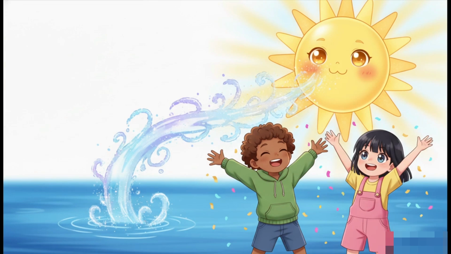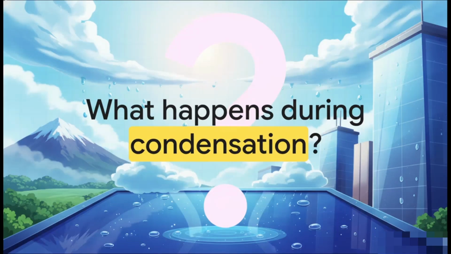If you said B, you got it. Correct answer. Sahi jawab. It is definitely B, heat from the sun. The sun's heat is the absolute powerhouse that kicks off the whole cycle by turning water into vapor. Awesome job. All right, let's move on to question number 2.